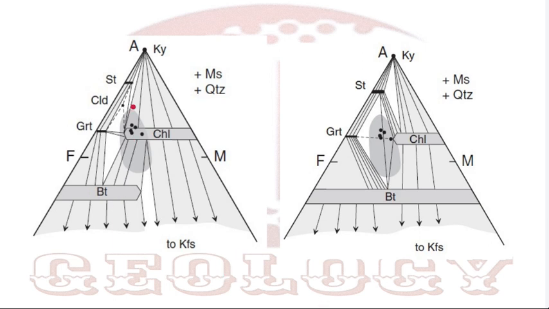Here it is represented by the diagram. This chloritoid is joined with staurolite with the help of kyanite. Okay, kyanite and chloritoid give staurolite. Here we have garnet, chlorite, staurolite. Where did this diagram come from? Chloritoid continues to break down.